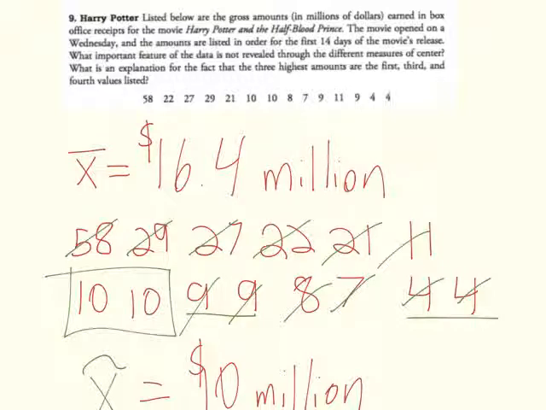Measures of center are more of a summary type bit of information. So we call that a summary statistic. So it condenses the values that we have down to a single value.